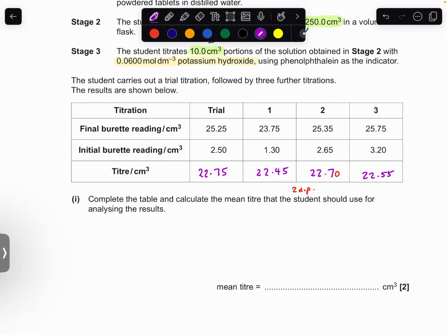22.55. Now, in terms of choosing the titers for the calculation, we do not use the trial result. Trial is a rough approximate. So that rules out titration number 2 because that's the closer value to it. Even though it's 0.05 apart, we will be using results 1 and 3. And by adding them together, 22.45 plus 22.55 divided by 2, that gives you 22.50.